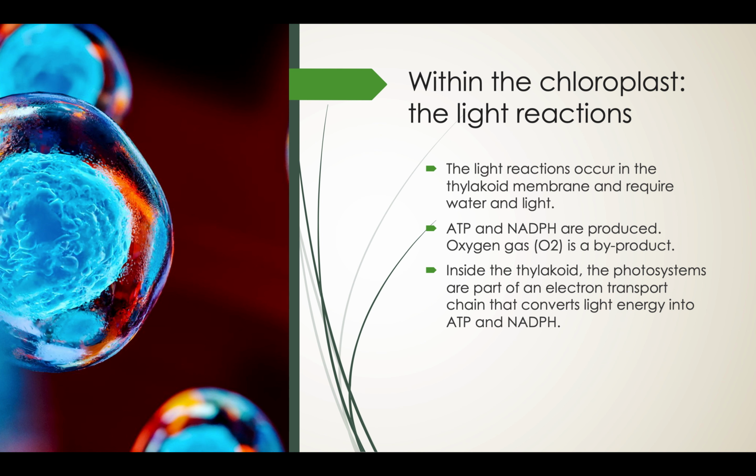Inside the thylakoid, the photosystems are part of an electron transport chain that converts light energy into ATP and NADPH. So it converts light energy into the forms of energy that our bodies can use. In the notes section, I have that this is talking about step one of photosynthesis, the light reactions. How it works is that light strikes a plant leaf and photons are absorbed by a photosystem embedded in the thylakoid membrane. So light is absorbed within those thylakoid membranes.